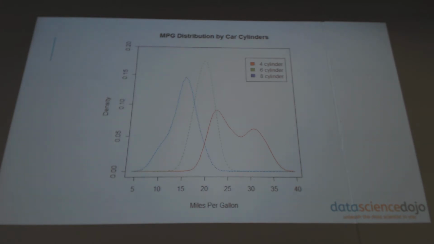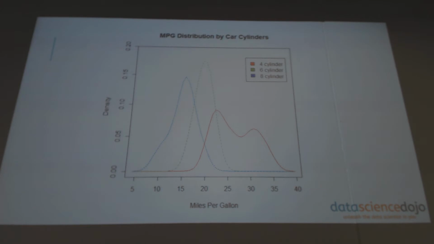I'm trying to put it in layman's terms. I'm assuming that not everybody knows densities or PDFs practically. And then for a 4-cylinder car, around 23-ish there's a peak, and there's another peak at 32. So do you think this finding is consistent with what we just discussed? Yes. Okay, sounds good. So we can clearly see over here that it's roughly consistent with what we think it should be.